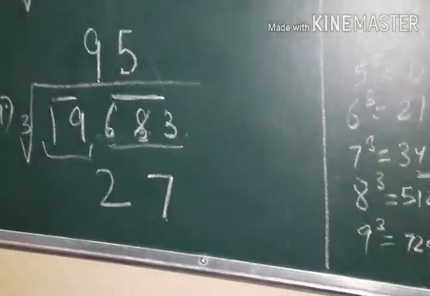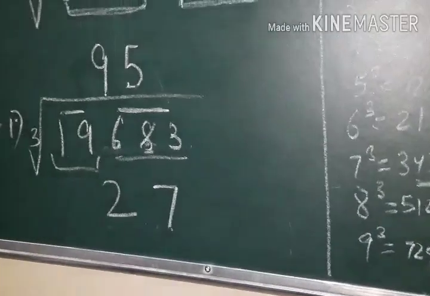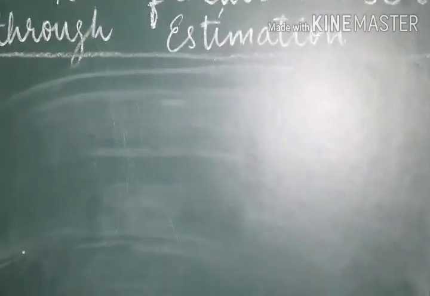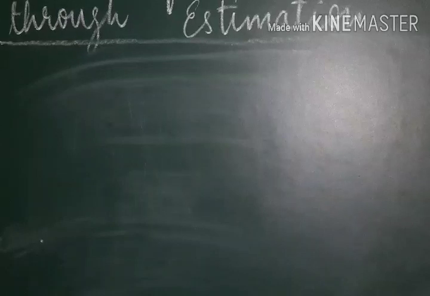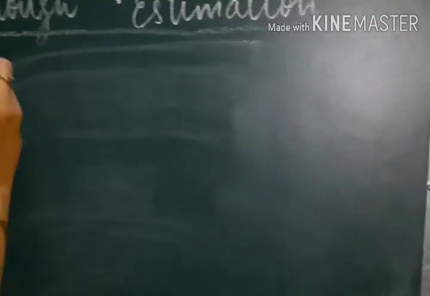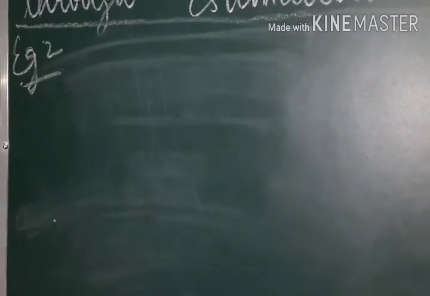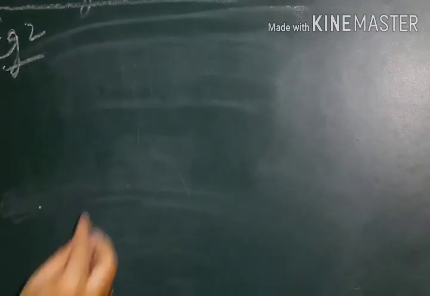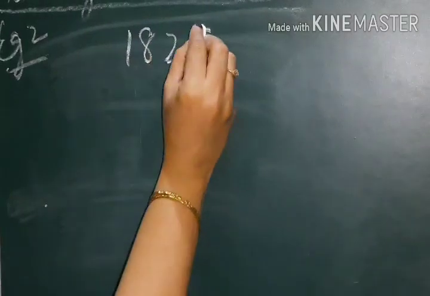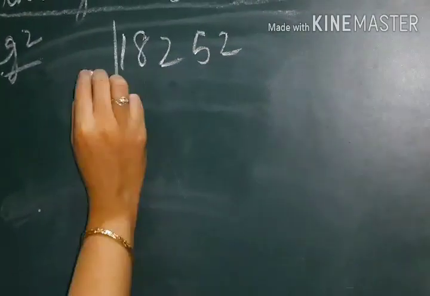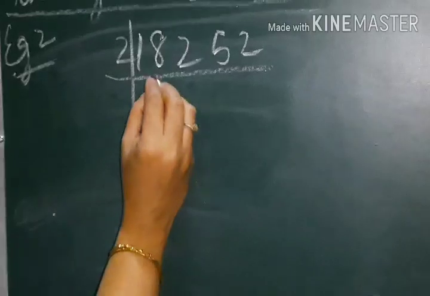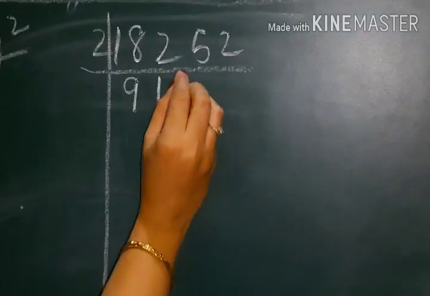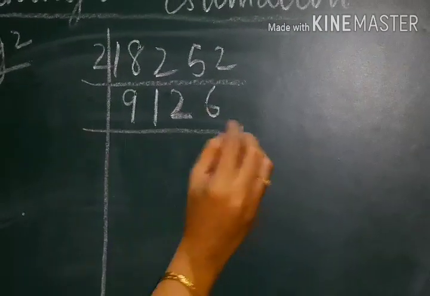Now moving on to the other examples. Example number 2 of your book: by what smallest number should 18252 be multiplied so that the product becomes a perfect cube, and also find the cube root of the product. We have done this type of question earlier also, it is the same. You have to find the smallest number by which it should be multiplied. Start dividing. 2 nines are 18, 2 ones are 2, 2 twos are 4, and 6 are. And divide again.